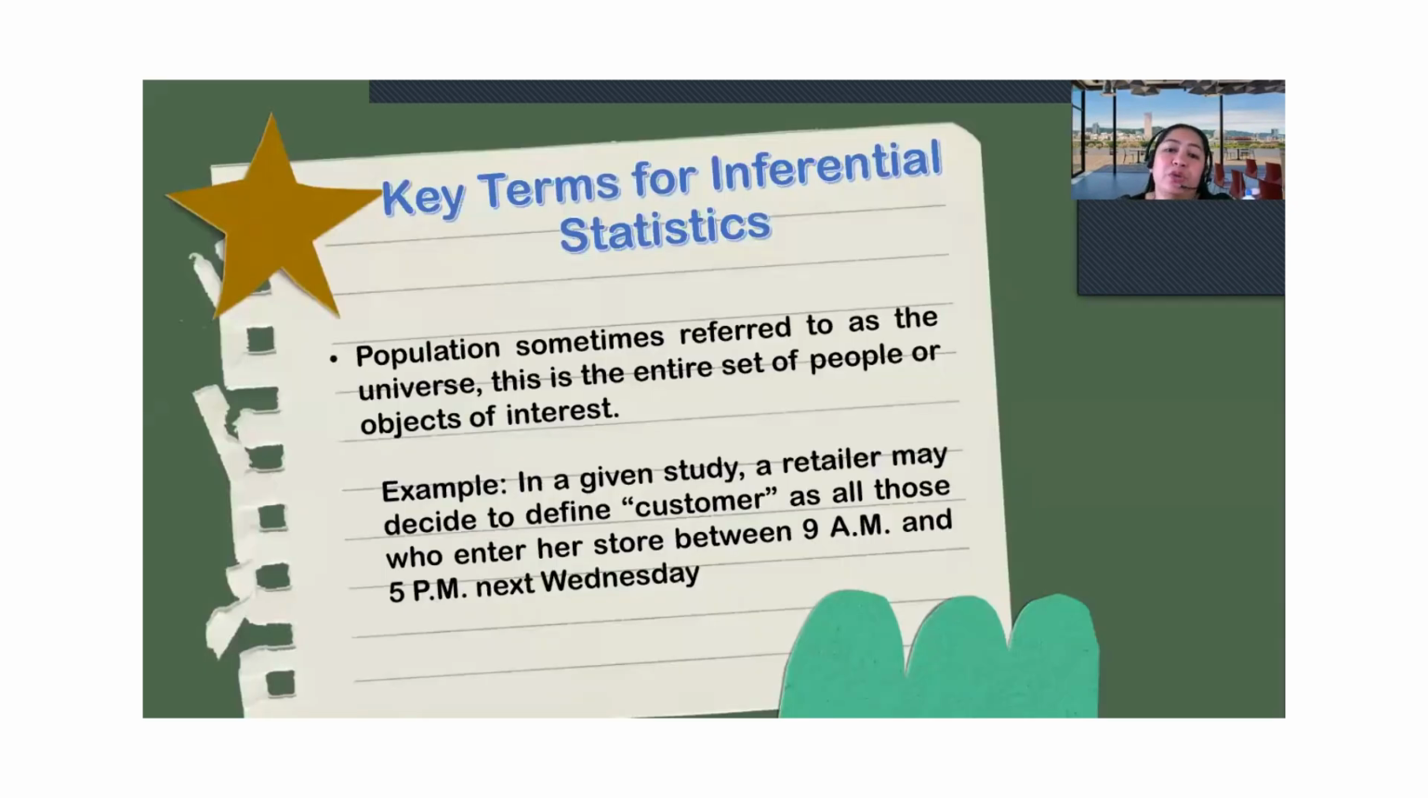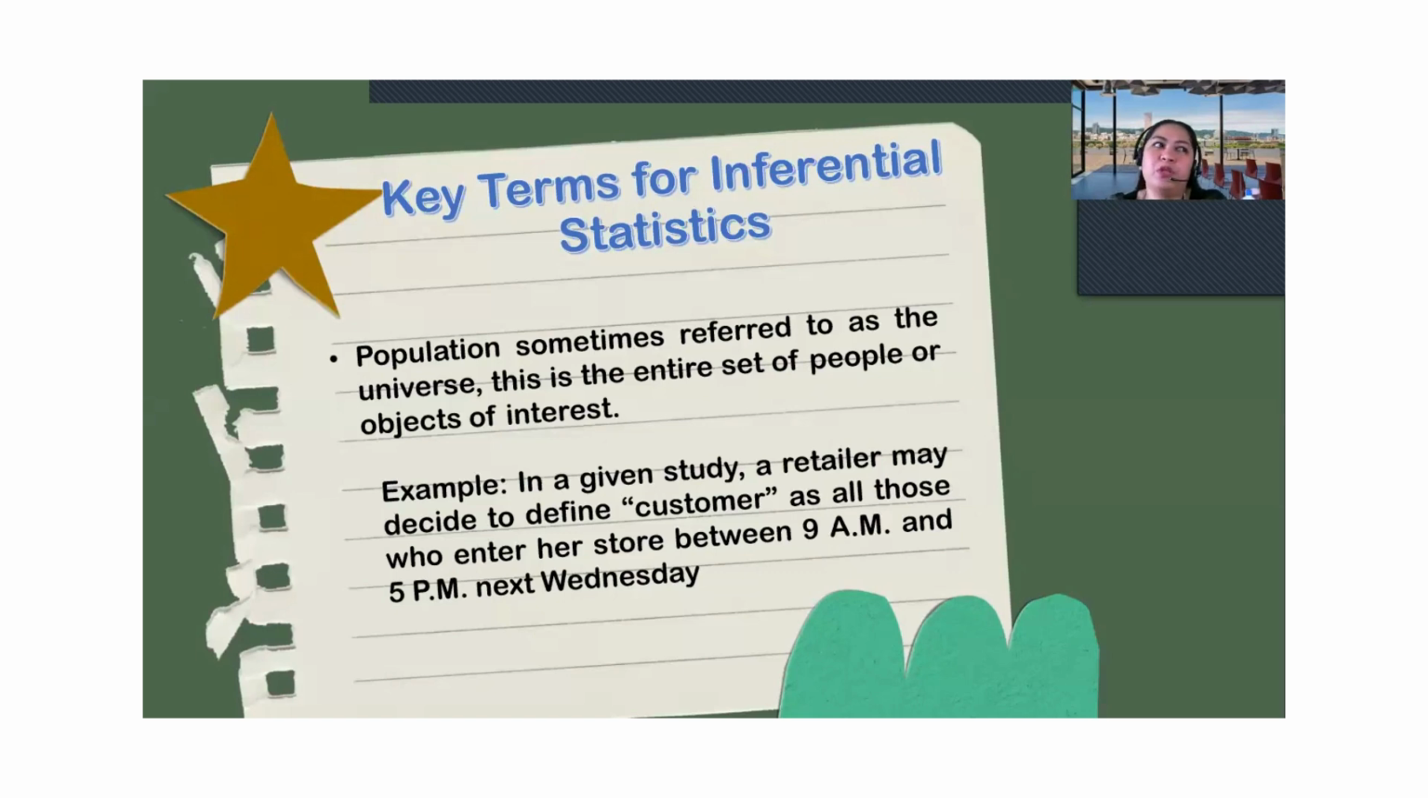So the key terms for inferential statistics. Population. Population, sometimes referred to as the universe, is the entire set of people or objects of interest. For example, in a given study, a retailer may decide to define customers as all those who enter her store between 9 a.m. to 5 p.m. on the next Wednesday.